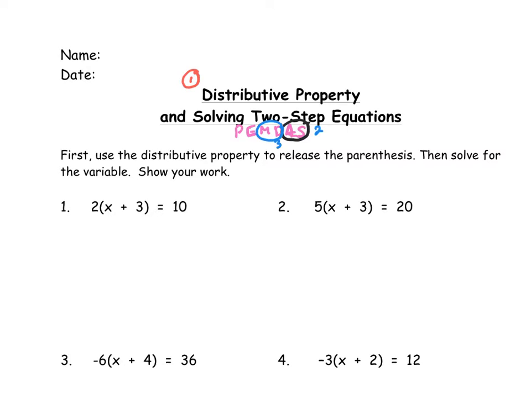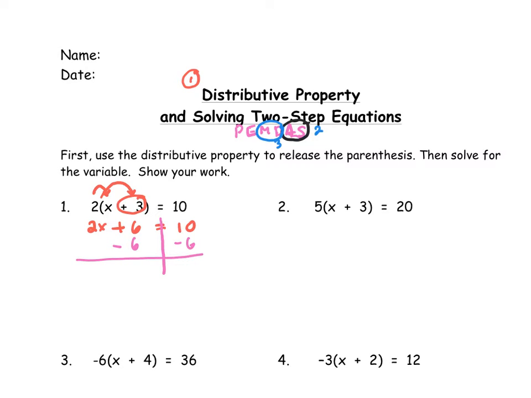So first we use a distributive property. 2 times x would be 2x. 2 times positive 3, we're using this as a positive, is a positive 6. And then the 10 is just kind of hanging out waiting for us to distribute. Now we're going to go on and look for a number that's being added or subtracted. And so I see that we're adding 6. So I'm going to take away 6 on both sides.